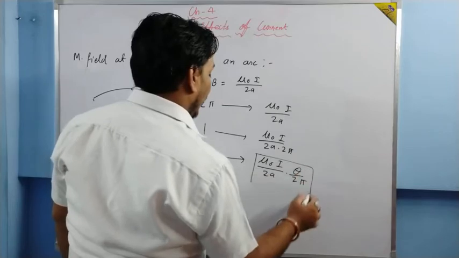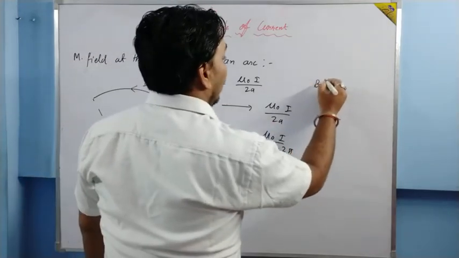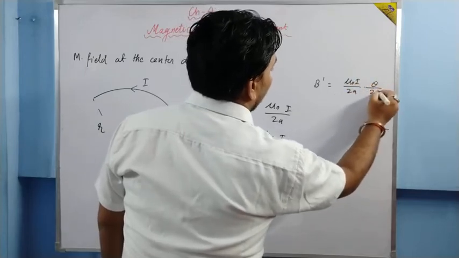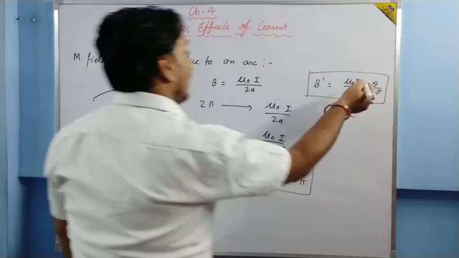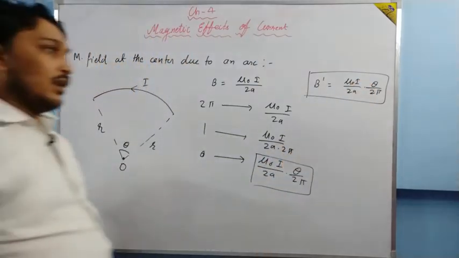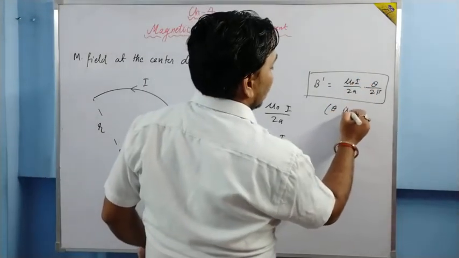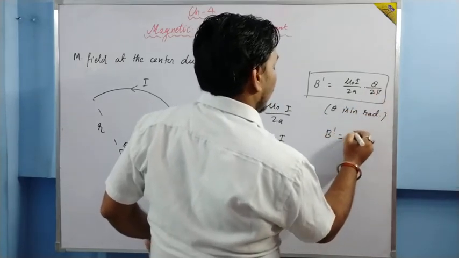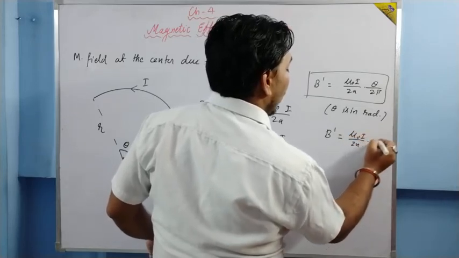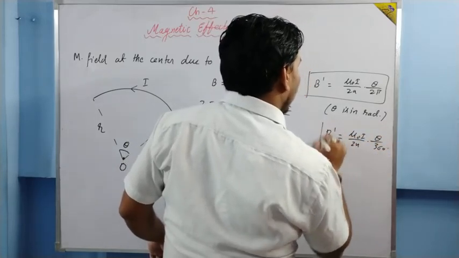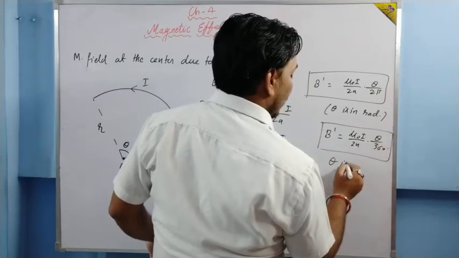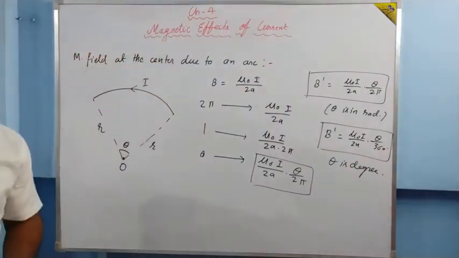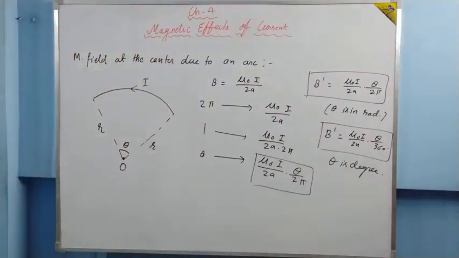So this is the magnetic field due to a circular arc. The magnetic field due to a circular arc is given by mu naught I upon 2a into theta upon 2 pi, when theta is in radian. But if theta is in degree, then mu naught I upon 2a into theta upon 360, when theta is in degree, right? So this formula is used to find the magnetic field due to a circular arc.